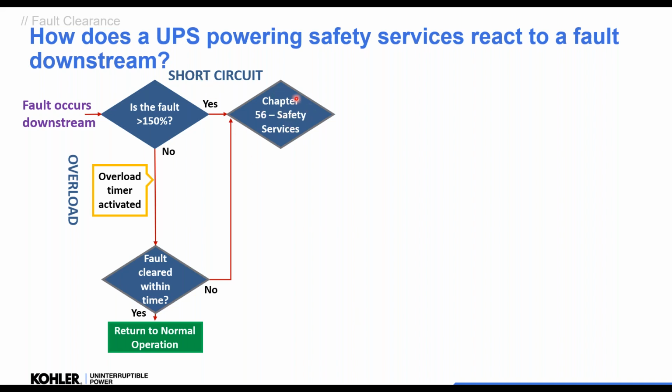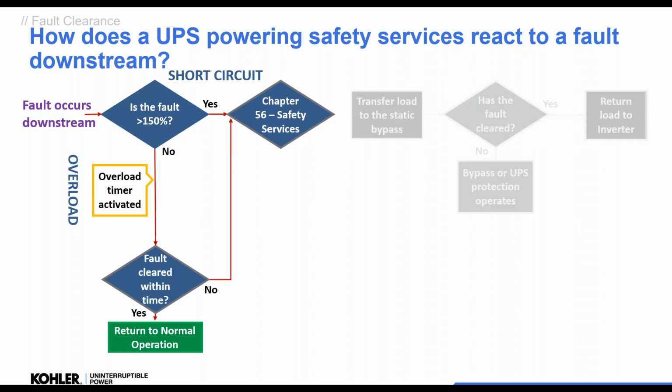So when we look at our flow chart, we've now got to the point where we've seen a short circuit, but we've got to consider that we cannot use the bypass. We'll use it if it's available, but obviously the UPS is there in case of a mains failure, and if the mains is not available, we cannot use the bypass.